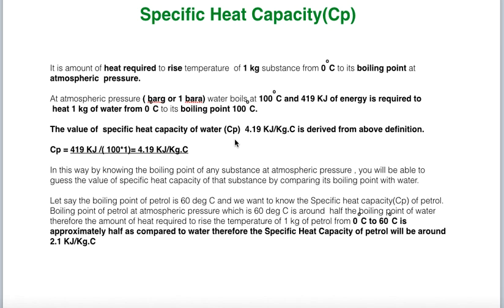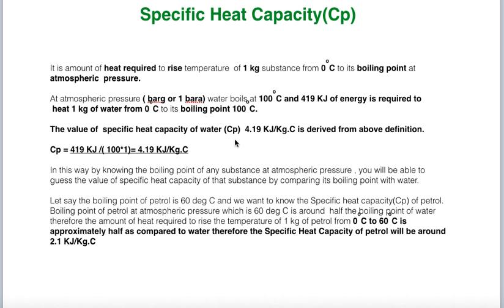At atmospheric pressure, which is 0 bar gauge or 1 bar absolute, water boils at 100 degrees centigrade, and 419 kilojoules of energy is required to heat 1 kg of water from 0 degrees centigrade to its boiling point of 100 degrees centigrade. So the specific heat capacity value of water, which is 4.19 kilojoule per kg per degree centigrade, is derived from this definition.